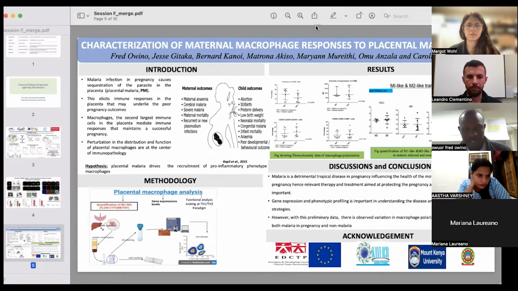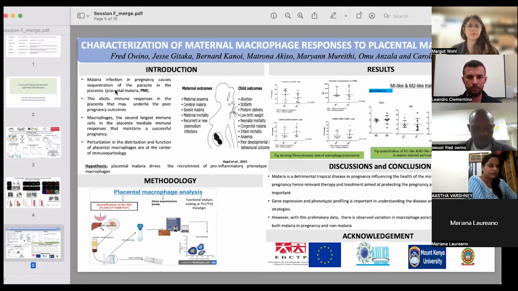These effects increase the chances of poor pregnancy outcomes for mothers that have malaria. So for this study, we are looking at macrophage responses, how they polarize in case of changes in the microenvironment within the placenta, and how the effects can affect the outcome of the pregnancy.